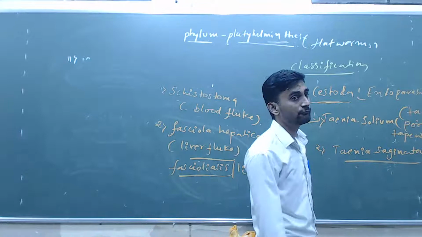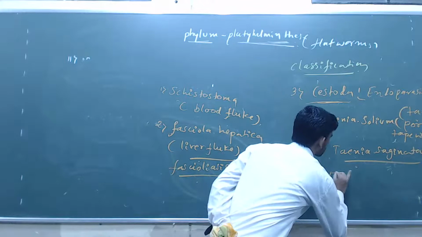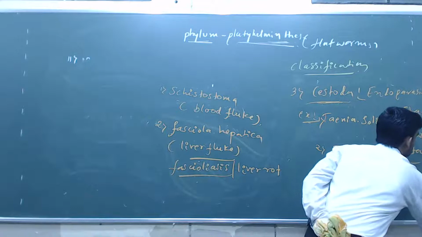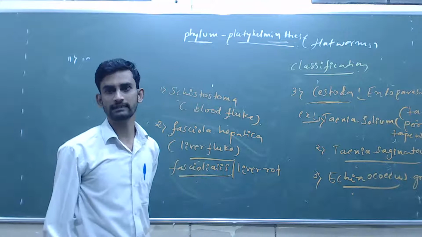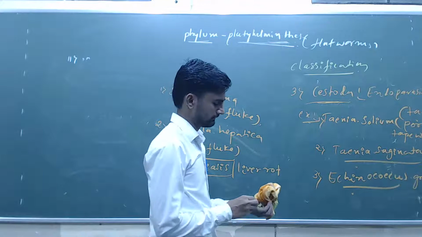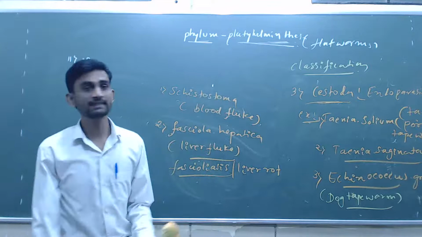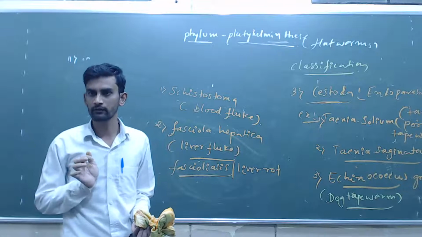And the third and last species from this class, Echinococcus granulosus. Echinococcus granulosus, commonly called the dog tapeworm. Why? Because this parasite lives in dog, fox, cat, different mammals. So that's why we commonly call it the dog tapeworm.